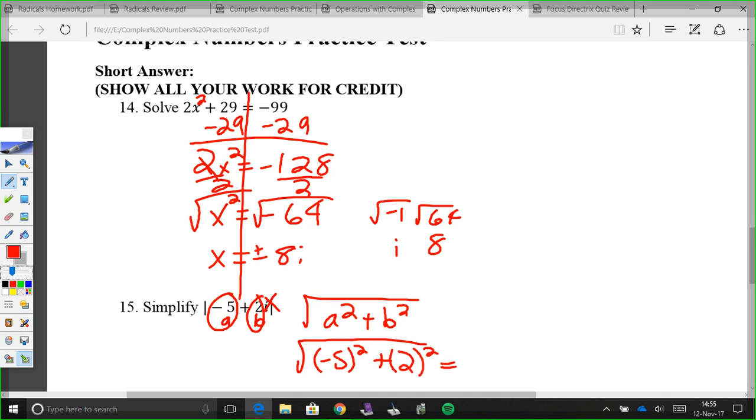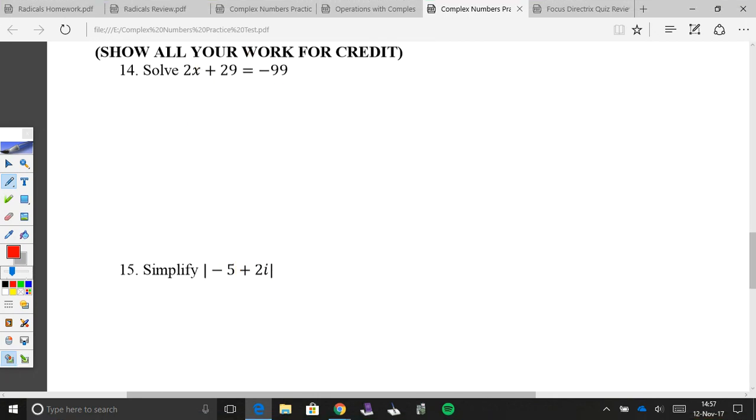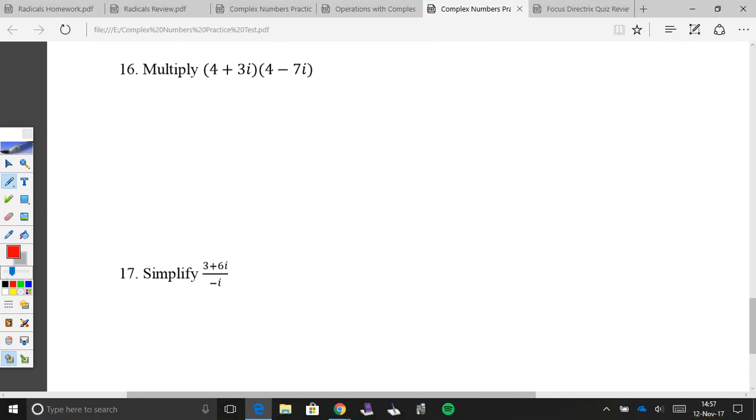So this should become, again, this is where I saw a lot of mistakes, but your negative 5 squared is a positive 25. So this would be a 25 plus 4, because negative 5 squared is 25, 2 squared is 4, which when I add them together, I have the square root of 29. And that's my final answer, because I cannot simplify that. But if you can simplify your answer there, go ahead and do so. But I can't simplify that. Number 16.